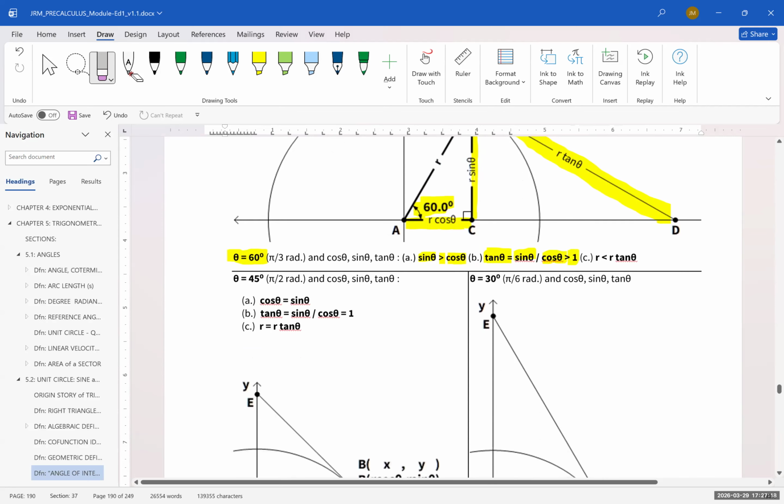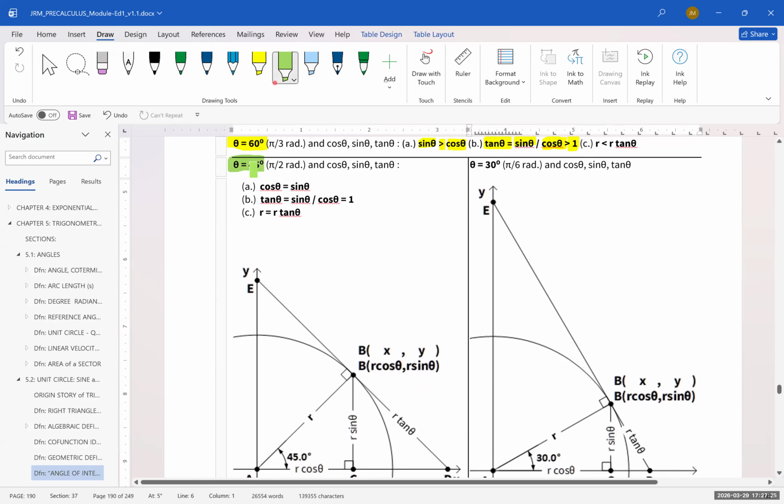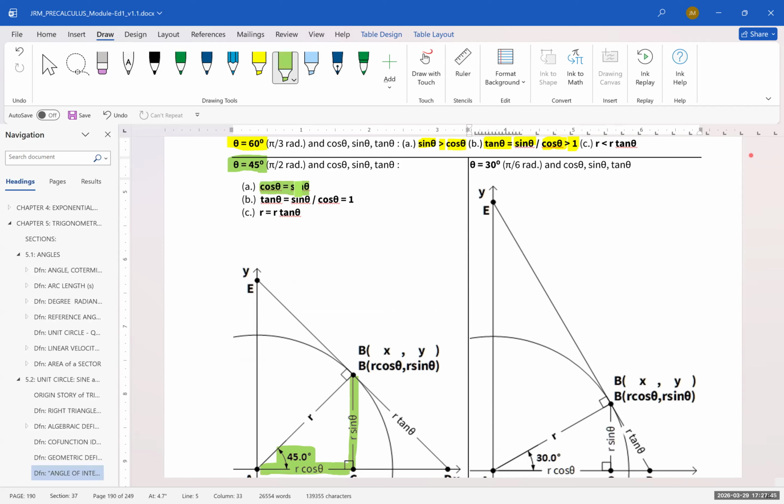So we just had 60 degrees. Now what happens when the angle drops to 45 degrees? What you'll notice is that when our angle of interest is 45 degrees, the length of sine theta is equal to the length of cosine theta. Cosine and sine lengths are equal. And because they're equal, tangent of 45 degrees is going to be equal to 1. And notice that when the tangent is equal to 1, it's the same length as the radius.